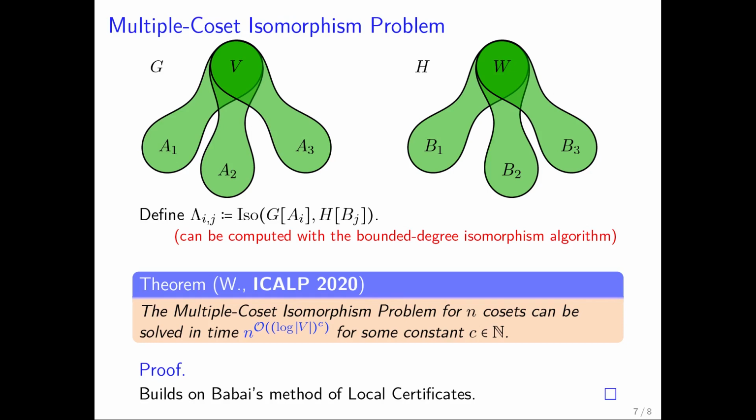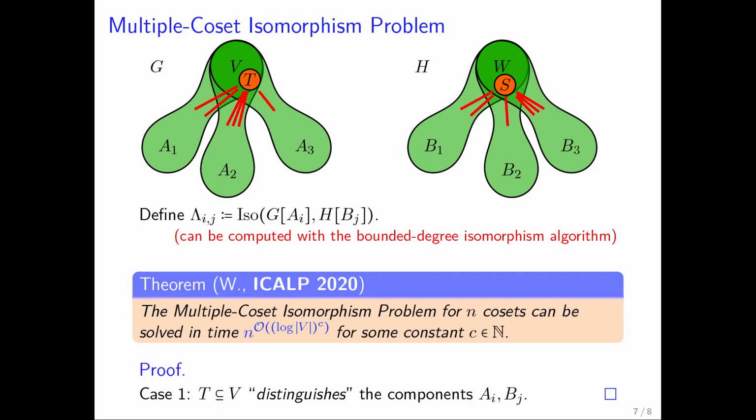It's actually a purely group theoretic algorithm based on Babai's algorithm. And it builds on Babai's method of local certificates. Roughly speaking, the idea is to consider so-called test sets. And these are sets of logarithmic size. So the number of test sets is clearly bounded by a quasi-polynomial. So you can iterate through all these test sets. So assume you have a pair of test sets T and S in the graph. And the algorithm basically distinguishes between three cases.